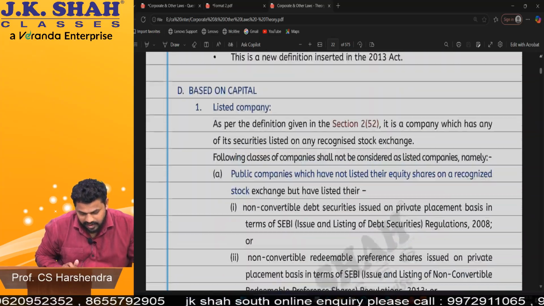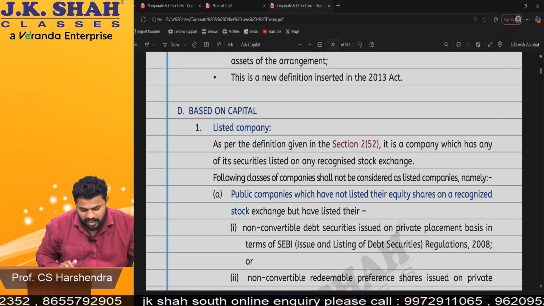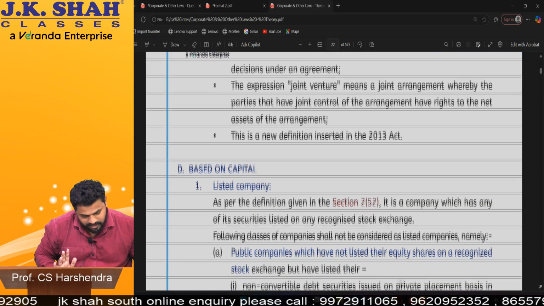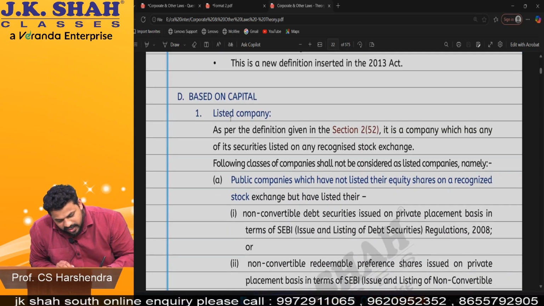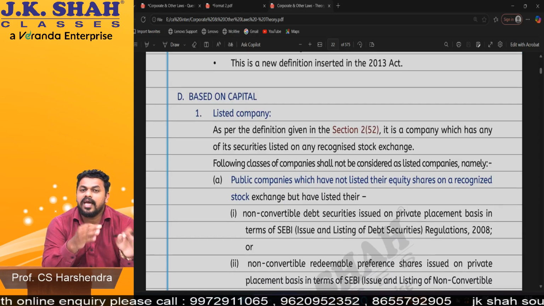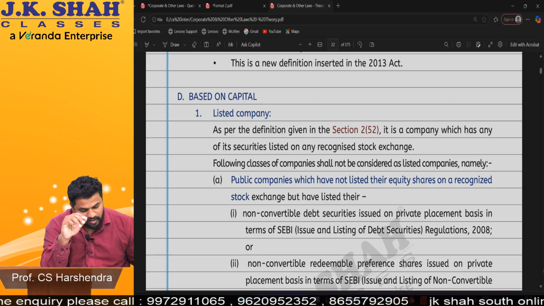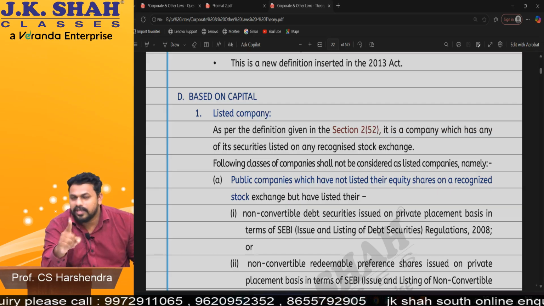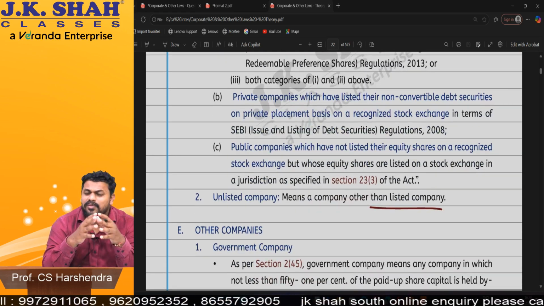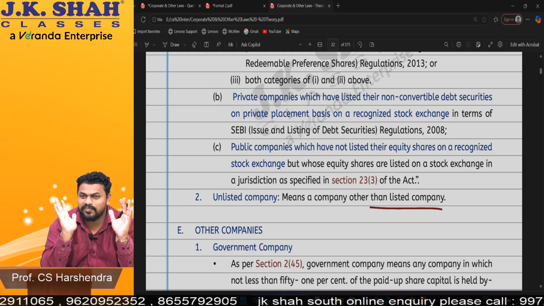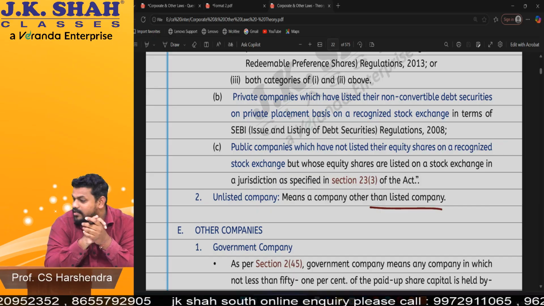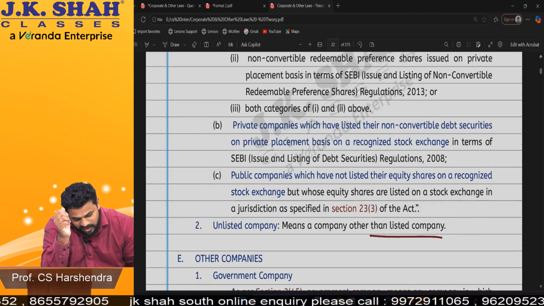See, based on capital. Okay, up till this we have done everything, JV and all. Now, based on capital, listed companies and unlisted companies. Which companies, beta? Listed and unlisted. Now, first I'll do the tough part. What is an unlisted company? An unlisted company means a company which is not a listed company. The tough part we have done. Very good. Now sir, what is a listed company then?